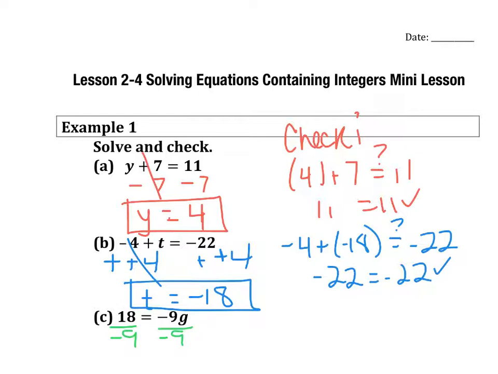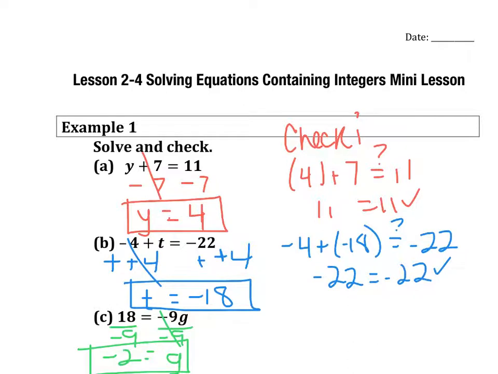When we divide negative 9 by itself, over here it's going to cancel and give us g, and on the left, 18 divided by negative 9, that's a positive divided by a negative, so we will get a negative answer, and it is g equals negative 2.